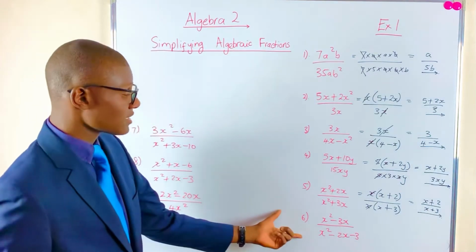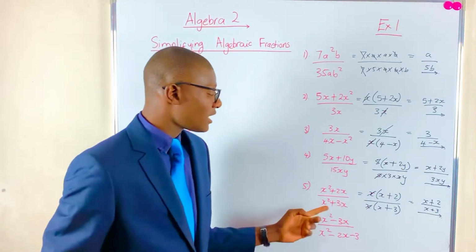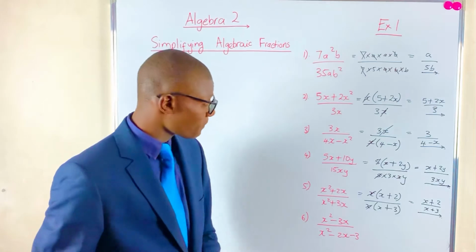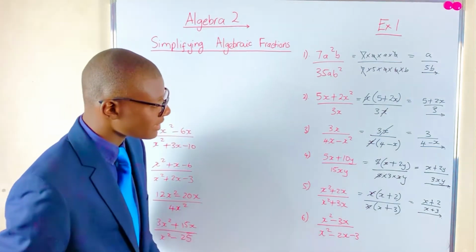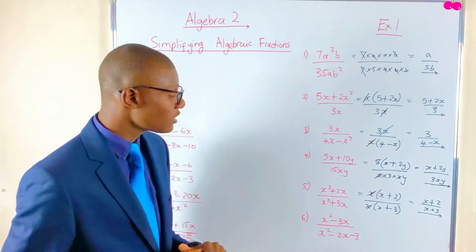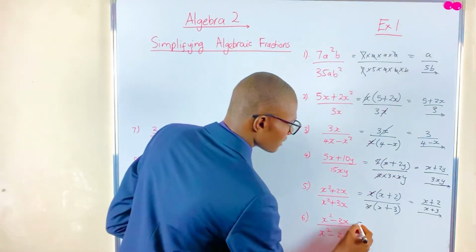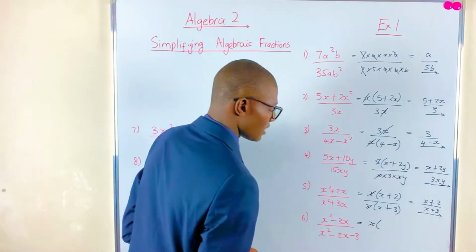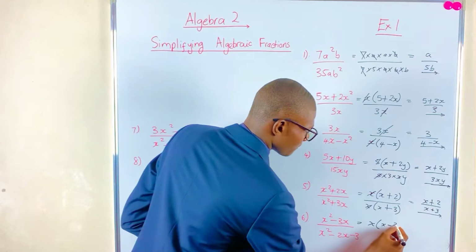Then for number 6, we've got x squared minus 3x over x squared minus 2x minus 3. In the numerator, we can factor out x, such that we've got x minus 3.